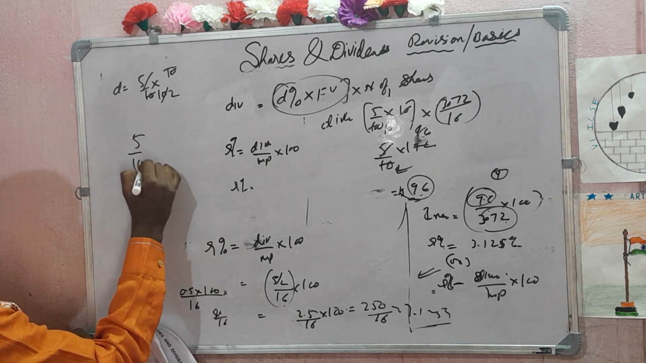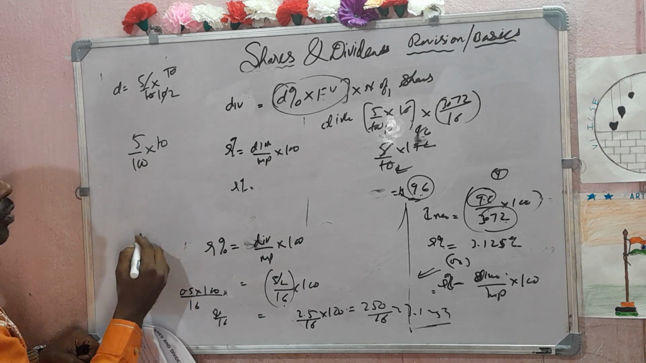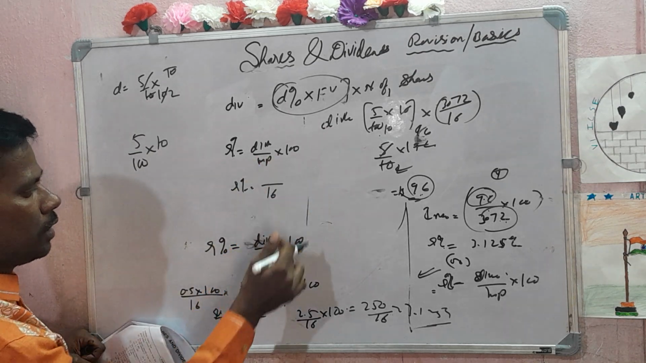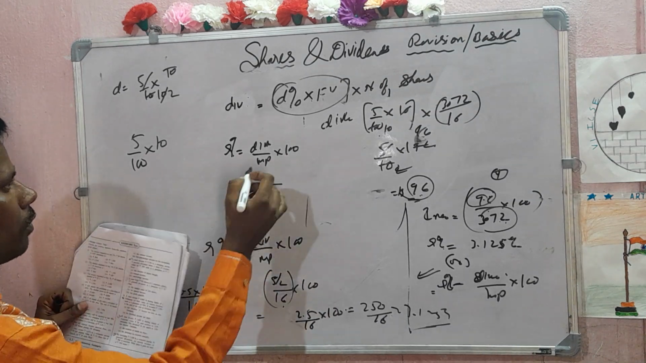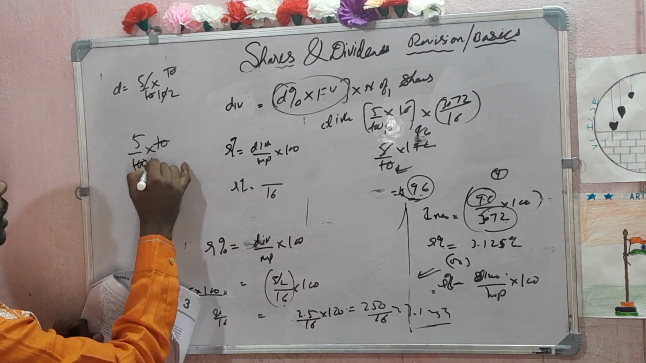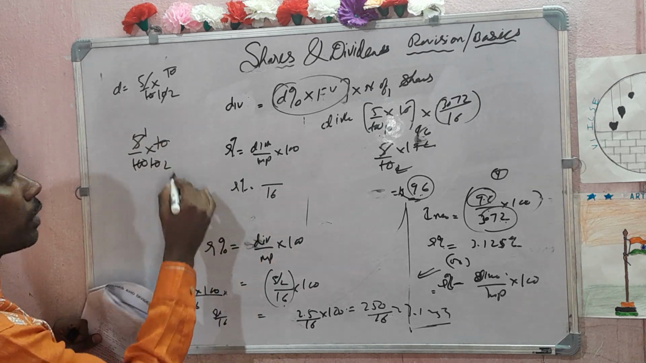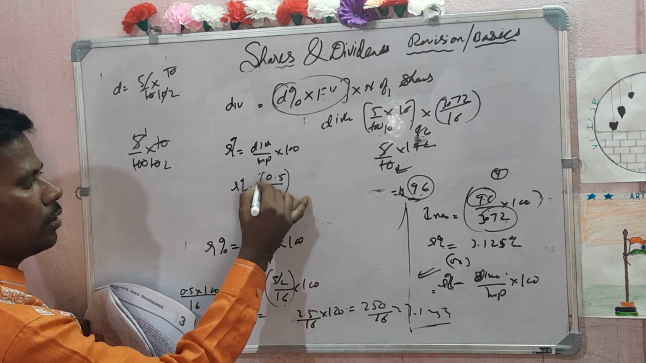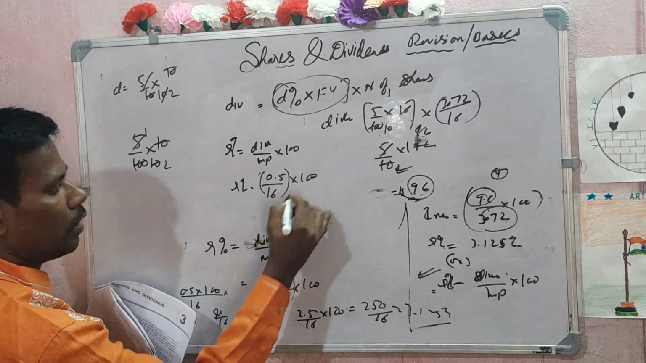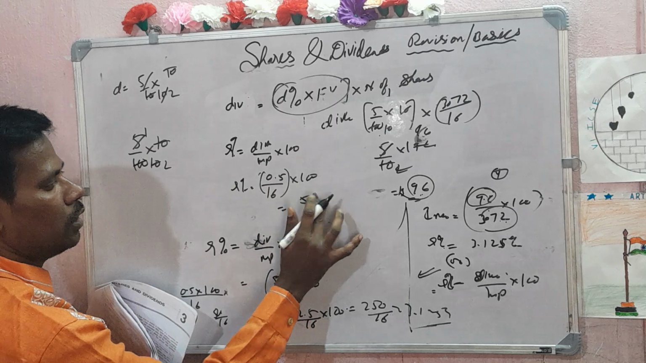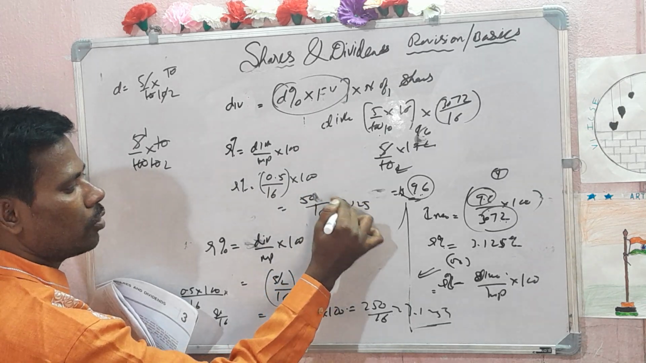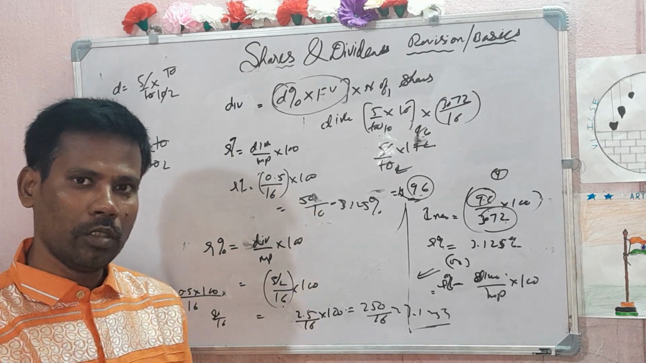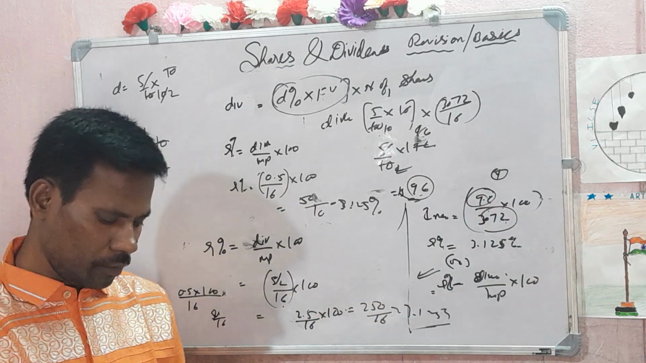So 5 by 100 into 10. Face value is 10 they give, and market price is 16 they give in this problem. So my dividend: 5 by 100 into 10 is 1 by 2, which is nothing but 0.5. So 0.5 per share, this is 0.5 by 16 into 100. Therefore 50 by 16, that is nothing but 3.125%, which is equal to the previously obtained solution.